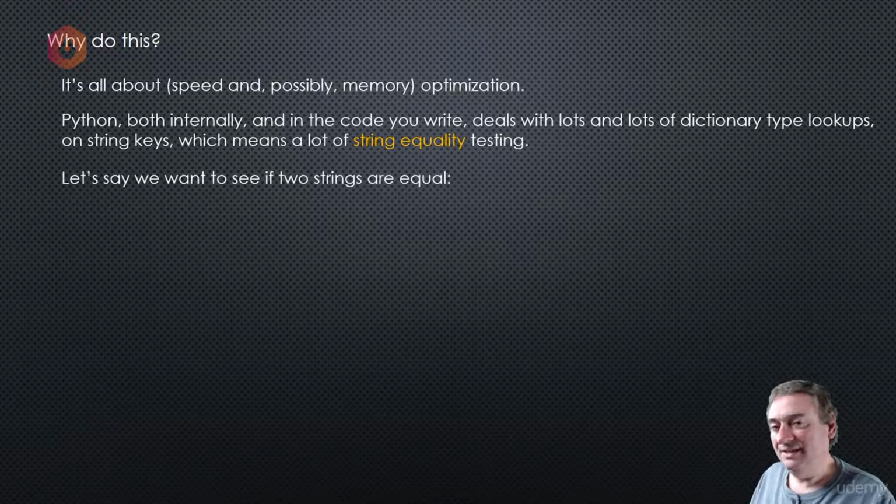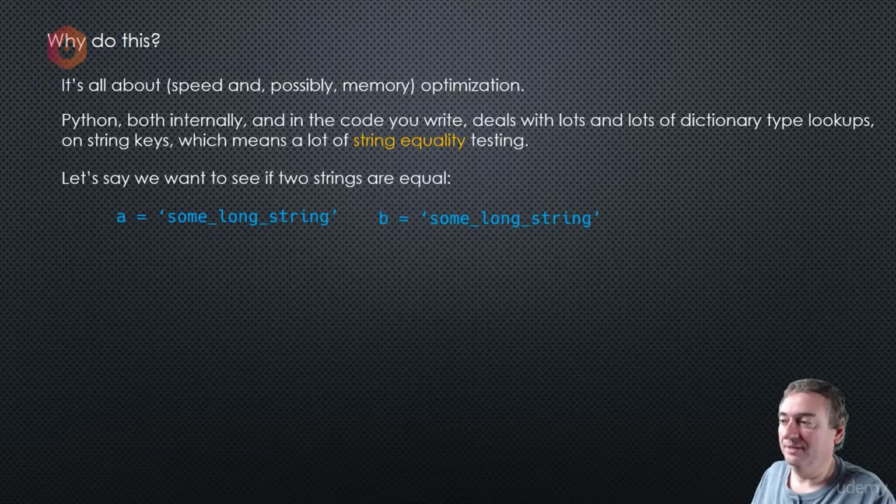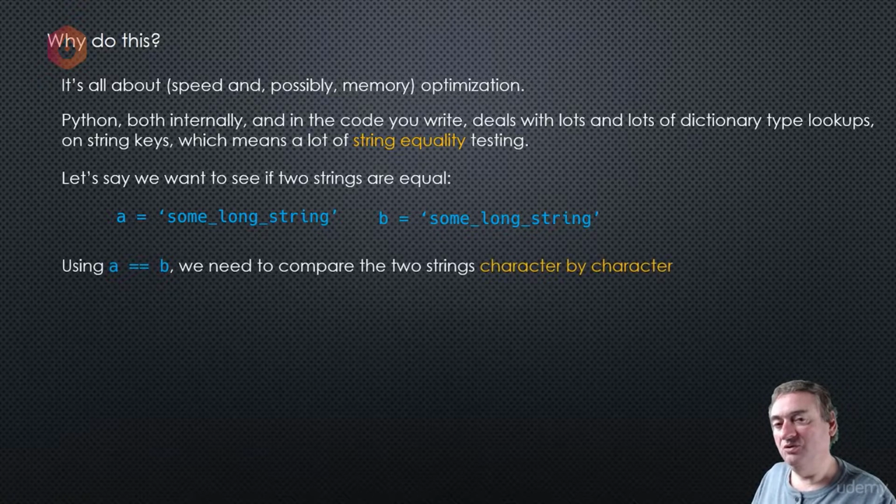So let's look at two strings. Let's look at an example. Let's say we have some long string. A equals some long string and B is the same value, some long string. Well, if we use A equals B, if we use equality comparison to compare the two strings, we have to do this character by character.